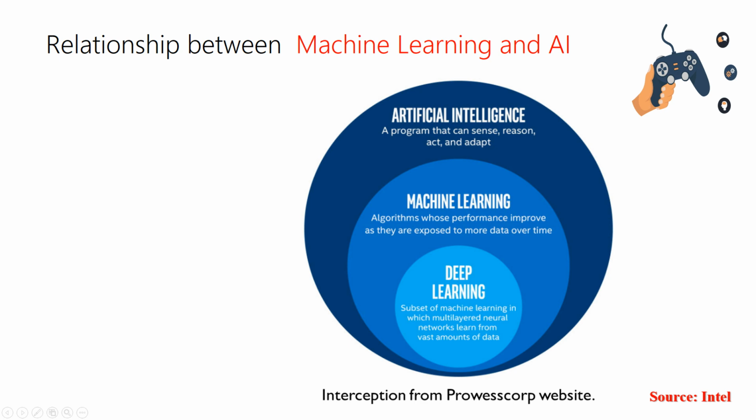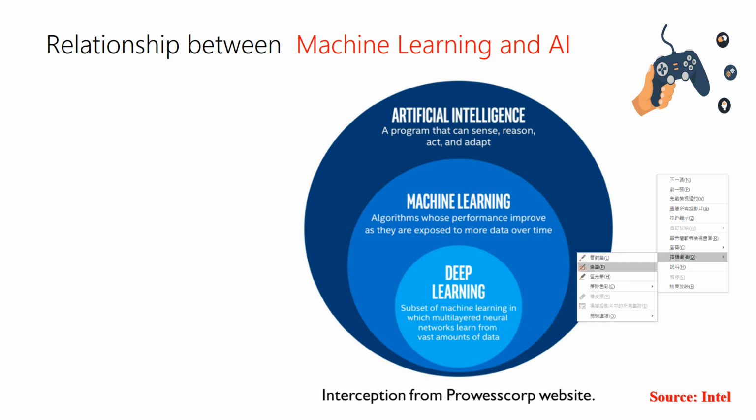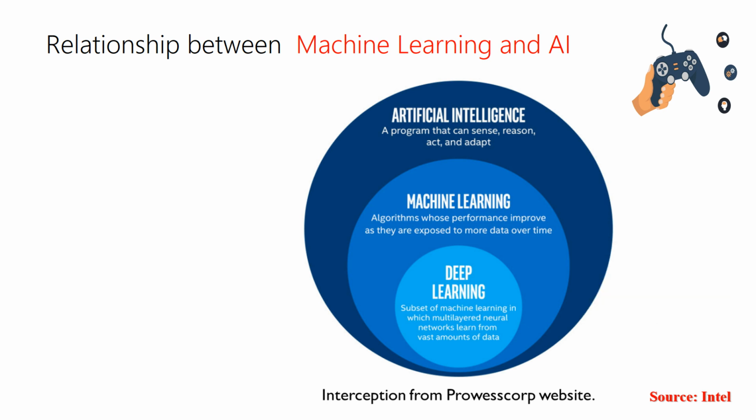So this picture is very clear, depicting the relationship between machine learning and AI. That's called the pan out, okay? So you can see the AI is bigger than the machine learning and deep learning. And this is a good definition here. They mentioned the AI is a program, okay? A program that can sense, reason, act, and adapt.